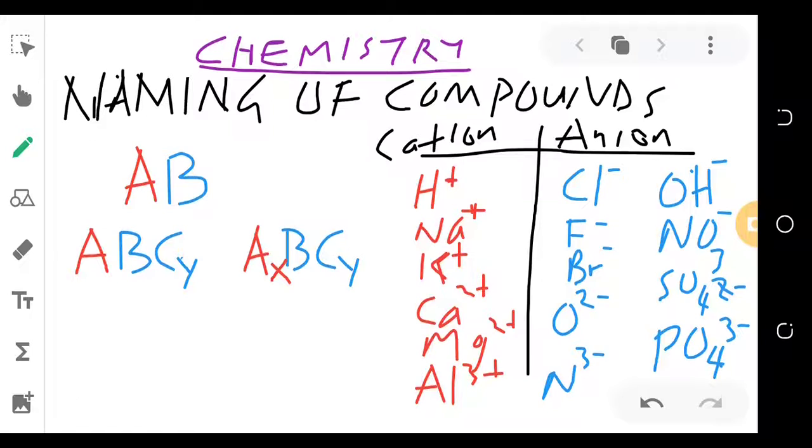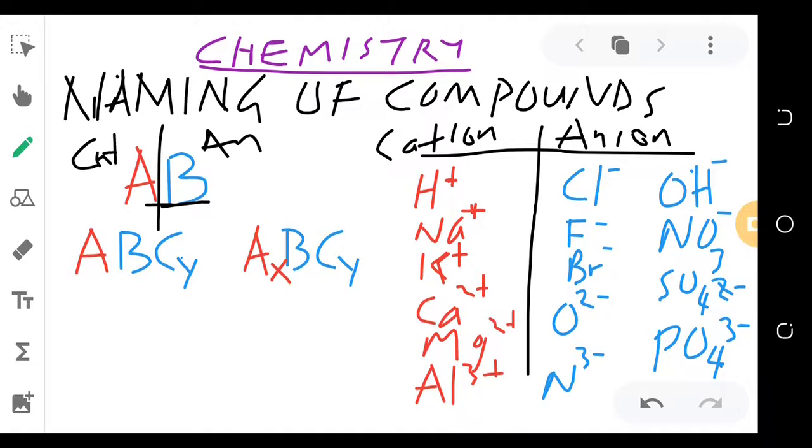Now, this is a simple form of a compound. This is a simple example of a compound AB. The A is an atom and the B is also an atom. This compound can be divided into two parts. The first part is the cation. That's A is the cation, while the B is the anion.